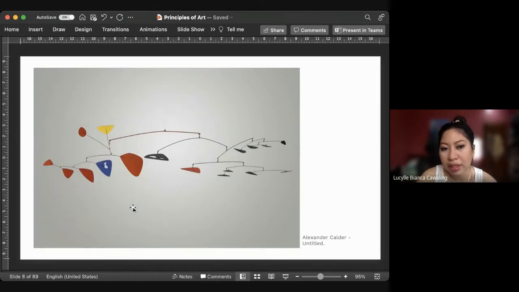And then this is also an asymmetrical balance. This is an installation by Alexander Calder, and it is entitled Untitled.